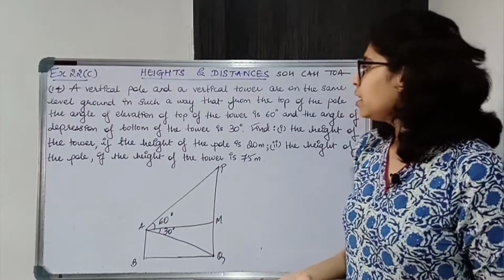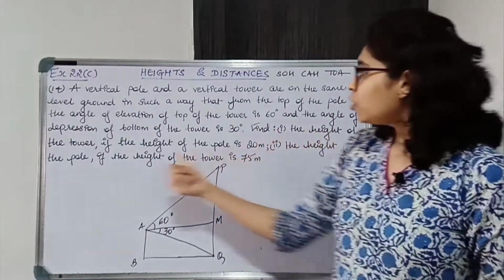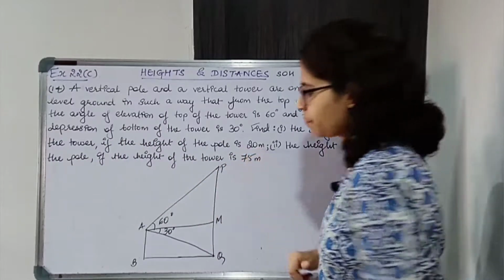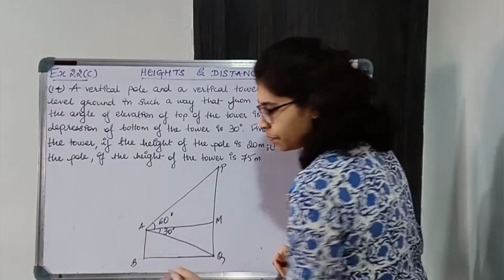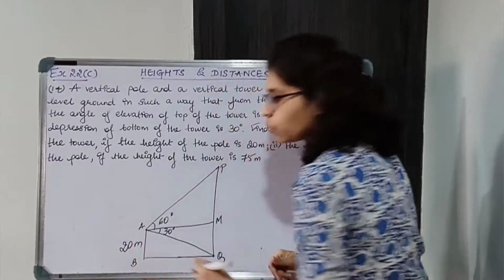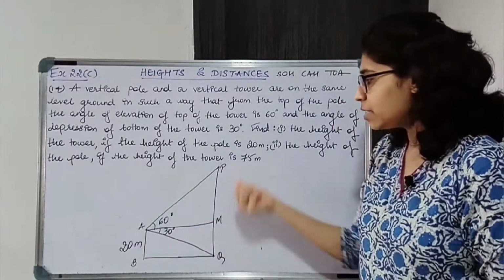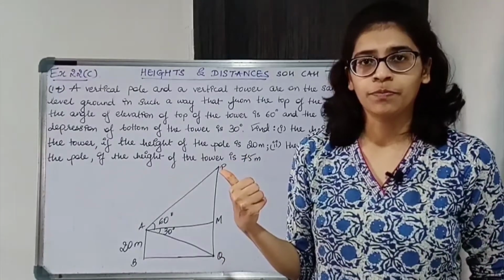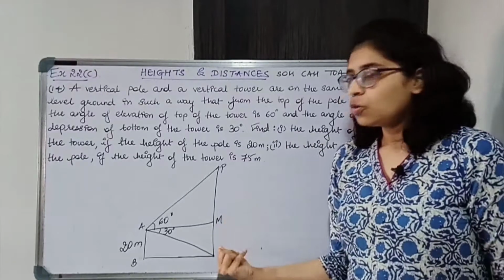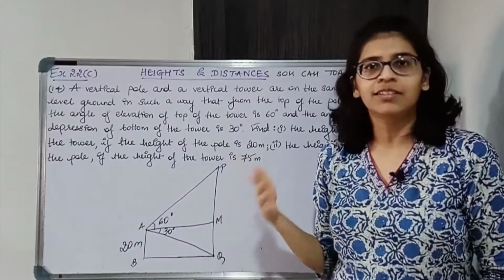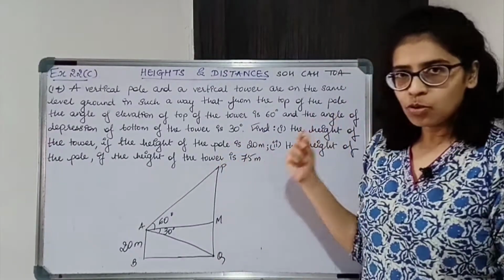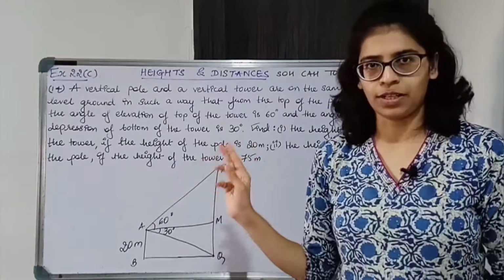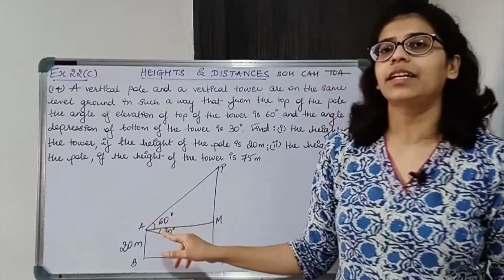All right. Now in the first part, we have to find the height of the tower and the height of the pole is 20 meters. The height of the pole is nothing but AB. AB is 20 meters. We have to find the height of the tower, that is PQ. Now PQ we cannot find directly. If you see, it is a side of a right angle triangle. PAQ is a right angle triangle. 60 plus 30, this angle is 90 degrees.